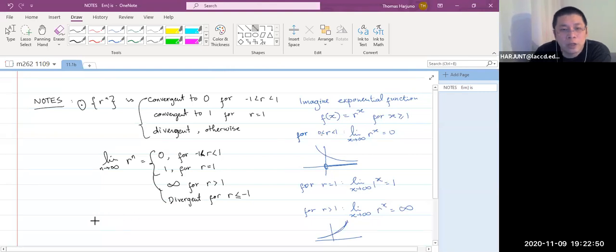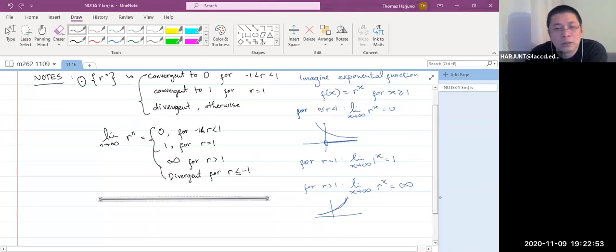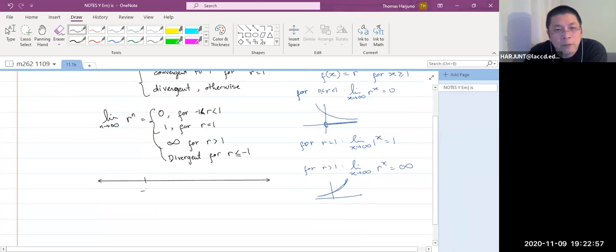So if we look at the number line, between -1 and 1, right? It will be convergent to 0 here. It will be convergent to 1 here. And then this part here will be divergent to infinity. And the one here, it will be simply divergent.